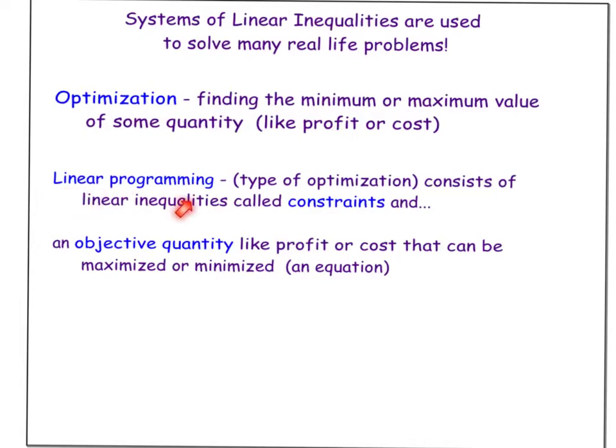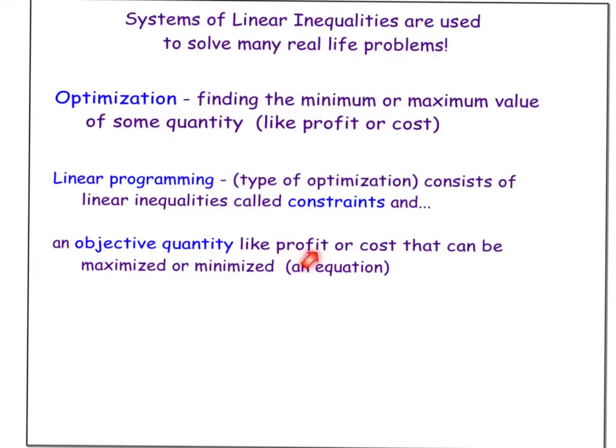So linear programming, again, is just a type of optimization, and it consists of linear inequalities called constraints. So constraints, they're like the restrictions. They're the box that we must work within. So it's the conditions that need to be met, and we write them as linear inequalities, and again, they're called constraints. An objective quantity is what we want to minimize or maximize.